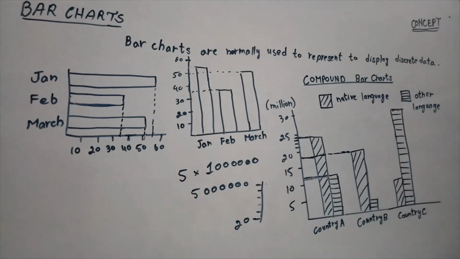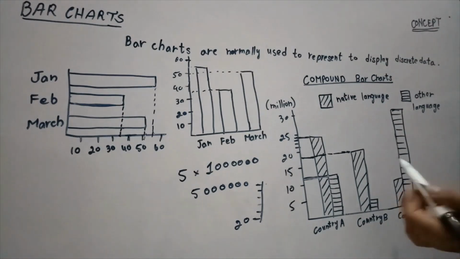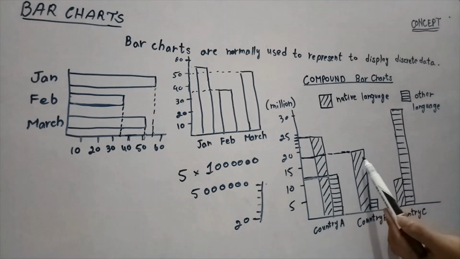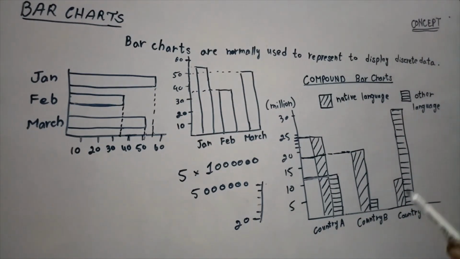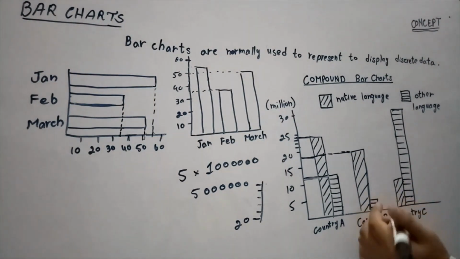Okay, so here we have approximately 18 million. So in country B we can say there are 18 million people. This one represents the native language, the people who speak their native language. So in country B there are approximately 18 million people who speak their native language.